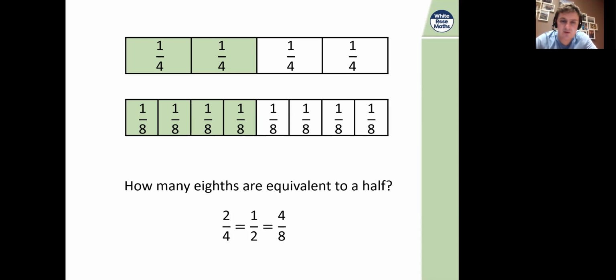I want you to see, if you look at those fractions there at the bottom, look at the pattern between the numerator and the denominator. Notice that the numerator is always half of the denominator because we're representing halves. 2 is half of 4, 1 is half of 2, 4 is half of 8. Perhaps you can think of some other fractions that are equivalent to a half.